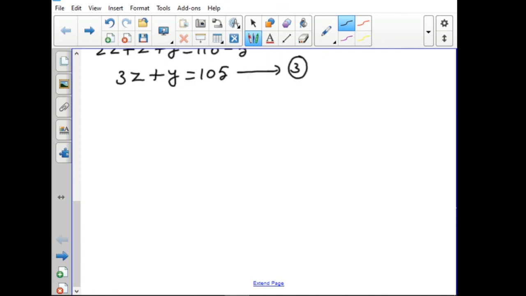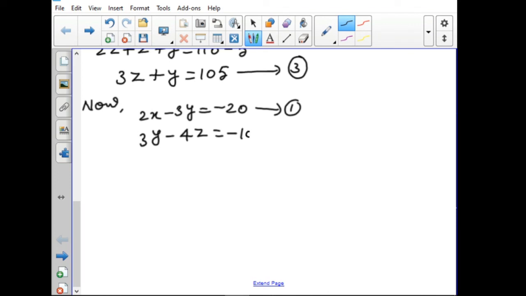Now we have to write the equations together. What is our first equation? 2x minus 3y equal to minus 20. This is equation number 1. The second equation is 3y minus 4z equal to minus 10. This is equation number 2. Next, the third one is 3z plus y equal to 105. This is equation number 3.